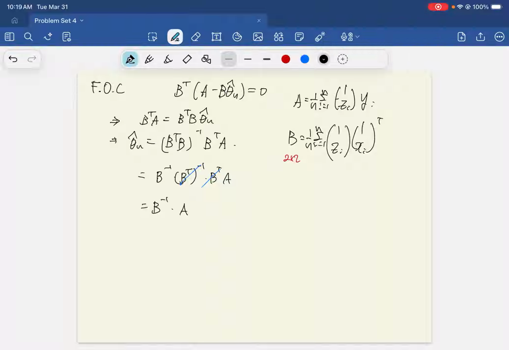I will just calculate b hat b. Let's think about matrix B. It is the sample average of 1, z, x, and x times z. Okay, so this is what we are going to have.